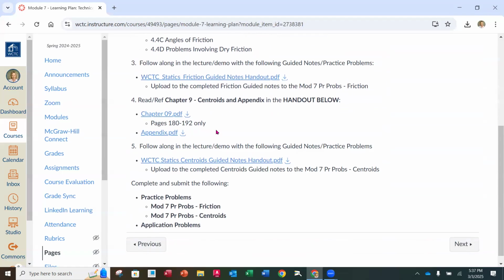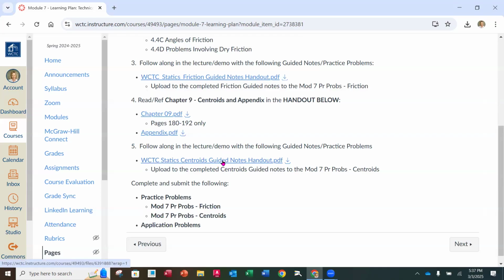As we look down the page, when we get into the centroid section, they don't have just centroids in this book. So I have a handout for that. So that's going to be a chapter 9 handout. And we're only going to do the first part of that chapter. It's only going to be the centroids part. So we're not going to do that full chapter 9. That's why I have the pages listed here. Just the first, looks like 12 pages or so. And then the guided notes for that are going to be down here.